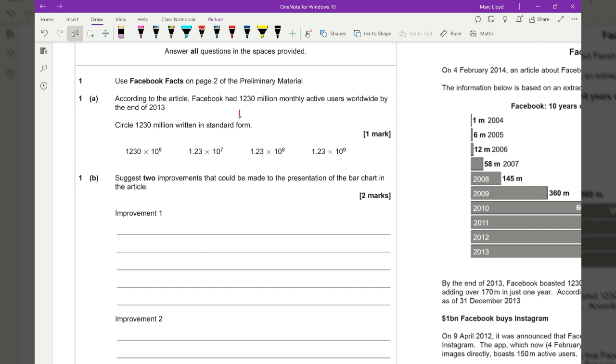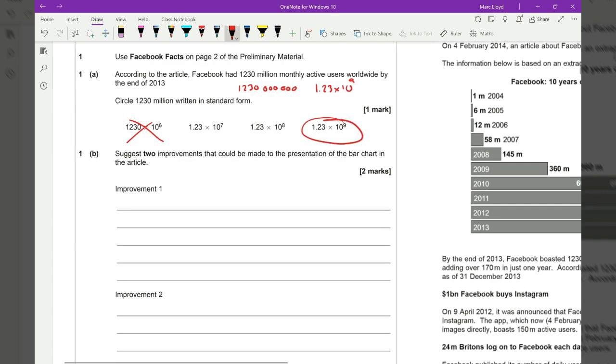So that's going to be 1230, and then million will have 6 zeros put on the end. So we can get rid of that one, it's not in standard form. 1.23 times 10 to the power of, and we need to make 1, 2, 3, 4, 5, 6, 7, 8, 9 shifts to get our decimal place into the correct position. So it's 1.23 times 10 to the power of 9.